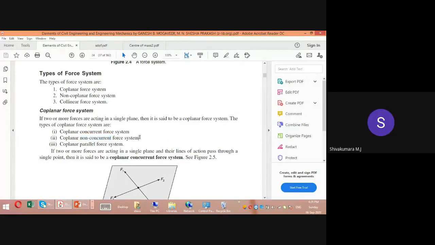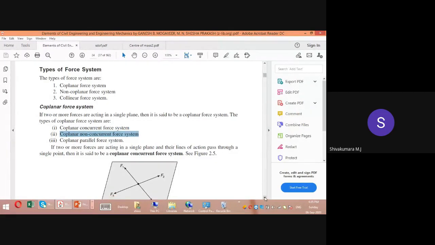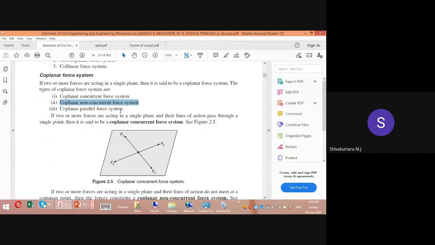Okay. If there is a force system where all the forces are lying in a single plane, but if we extend the lines of action of the forces, they are not meeting at one single point, we call that a coplanar non-concurrent force system. And then another force system is the coplanar parallel force system. Here, coplanar means all the forces are lying in a single plane, and the forces are parallel to each other, with the same magnitude.